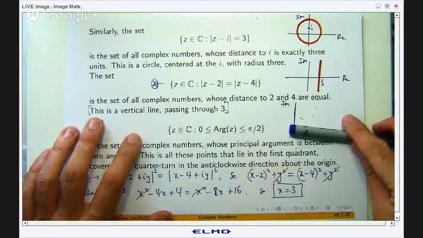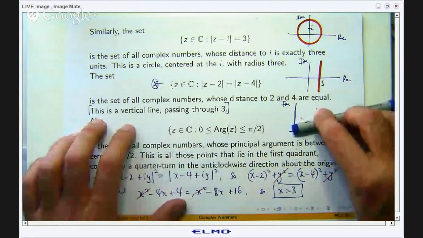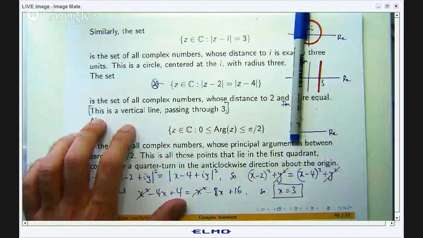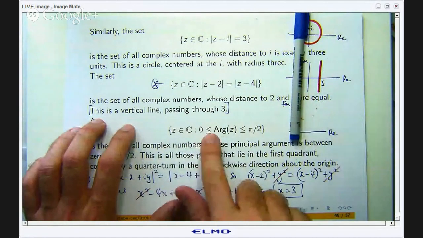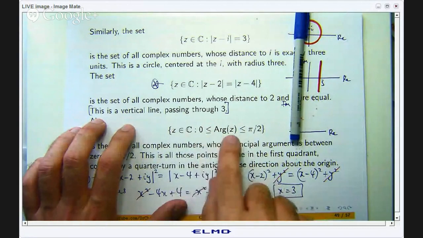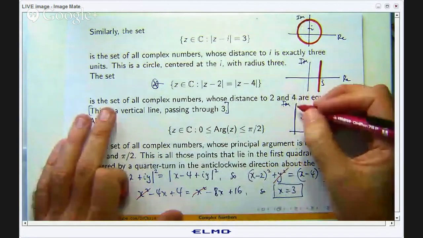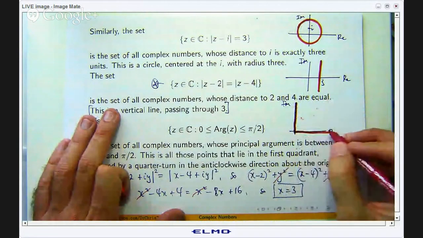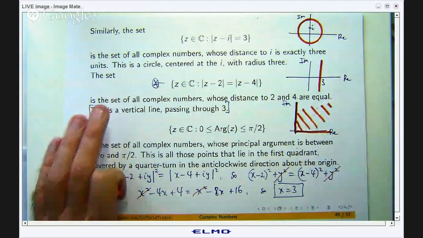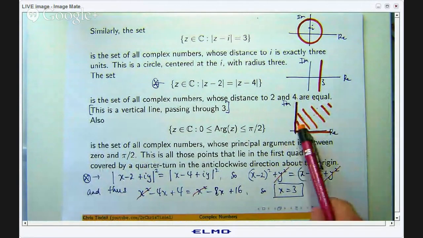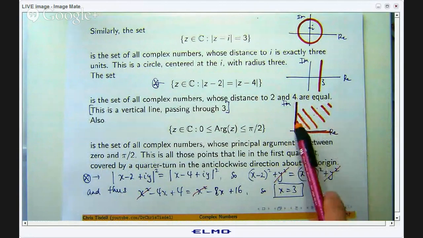The principal argument in this series of videos is always between negative pi and pi. So we start here, we're at 0. We want to go through to pi on 2. That's a quarter of a turn. We want to include the situation where the angle is 0 and pi on 2. So this would be your region. It's essentially the first quadrant, including the positive real axis and the top half of the imaginary axis. So there are a whole bunch of different sets and inequalities associated with them.